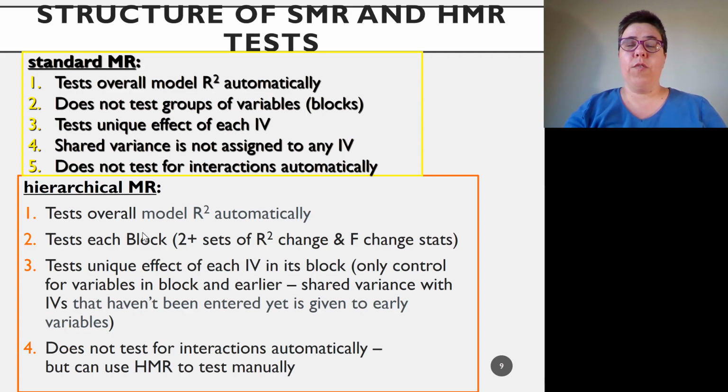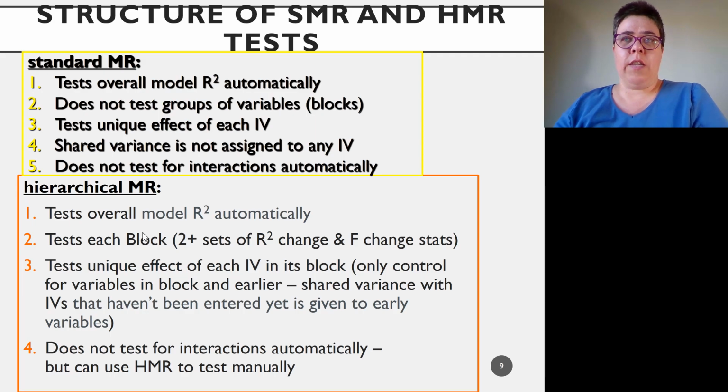Okay. When we overall contrast the structure of the standard multiple regression and the HMR, then we can see that both test the overall model automatically, and neither one automatically tests for interactions. So those are the points in common, right? However, standard multiple regression doesn't test for groups of variables, which are called blocks or steps, and tests the unique effect of each independent variable. The shared variability is only captured in the model R² and doesn't come through in any of the betas for any of the predictors.